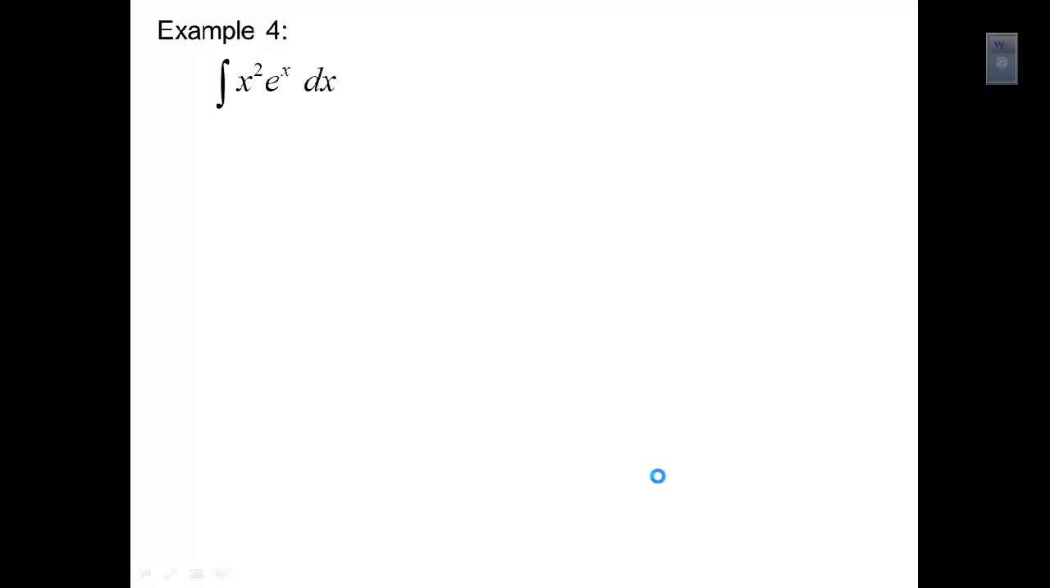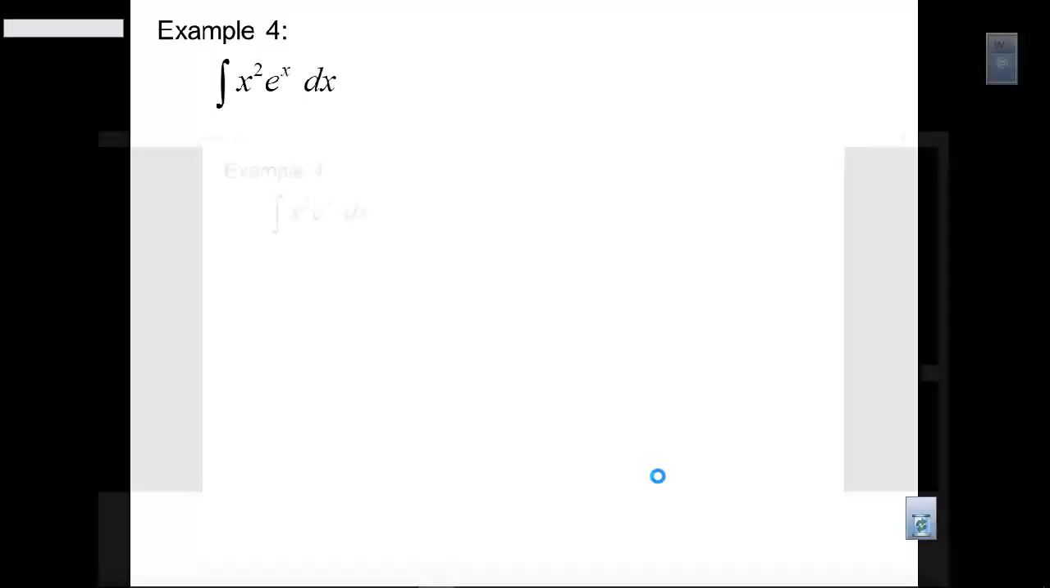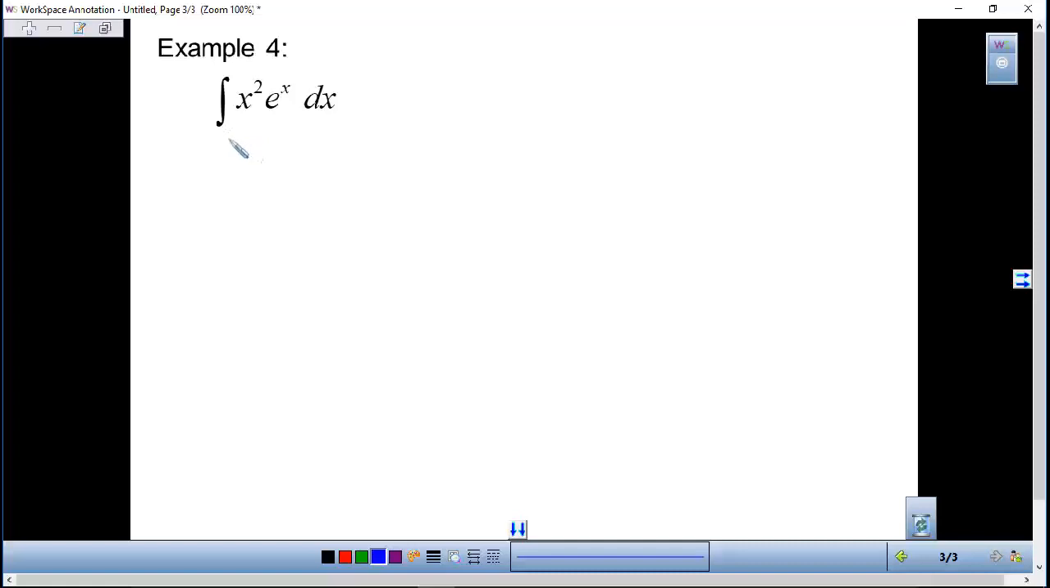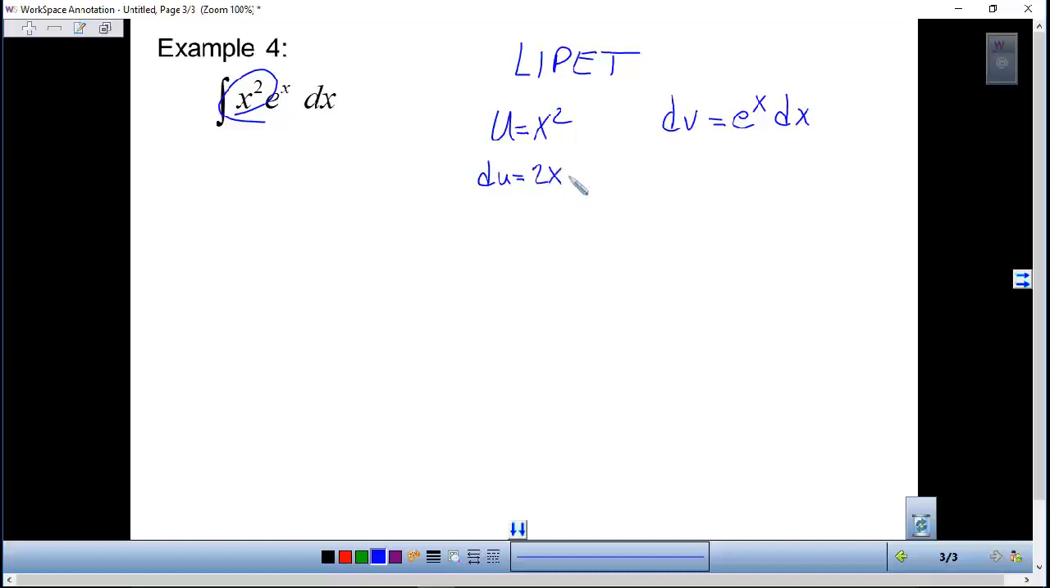All right, let's do another one. This one's going to be a little more complicated, but it's not that bad. All right, we got x squared e to the x, and once again, remember to LIPET. Logarithms, we don't have any. Inverse trig functions, we don't have any. Polynomials, yep we do. We've got a single term polynomial in x squared. So u is going to equal x squared, which means that dv is going to equal e to the x dx. So when we go and find these, du is going to equal 2x dx, and v, what's the antiderivative of e to the x dx? Well, it's just going to be e to the x.